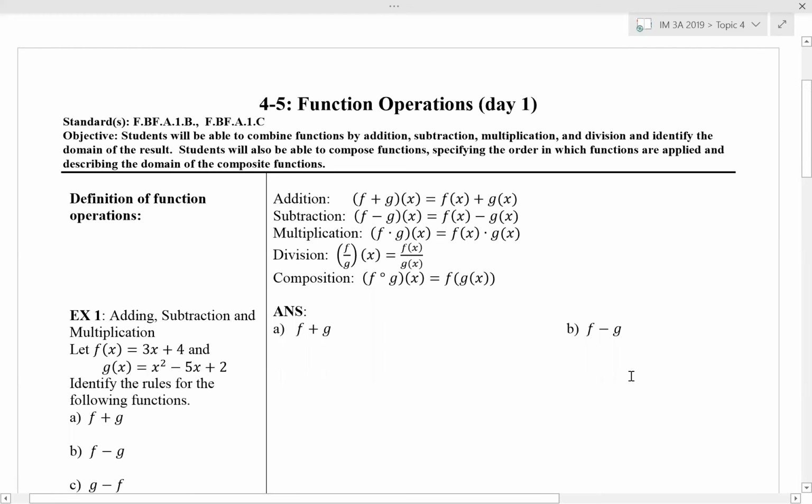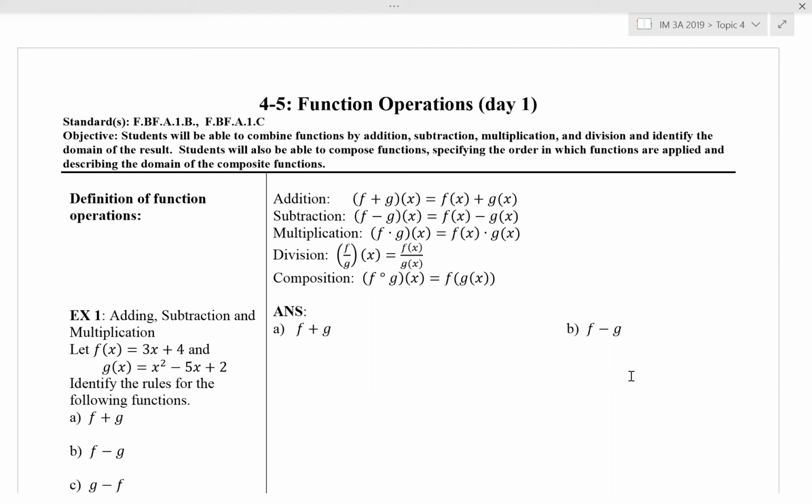In this video, we're going to talk about section 4.5, function operations. In this lesson, students will be able to combine functions by addition, subtraction, multiplication, and division, and identify the domain of the result. For the next lesson, we will be doing the rest of that objective, so I'm not going to go over that right now. So we're looking at function operations for this lesson.